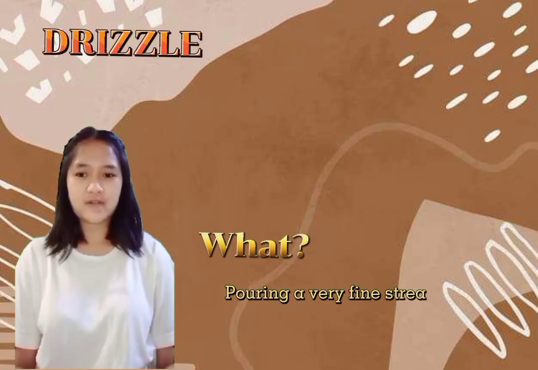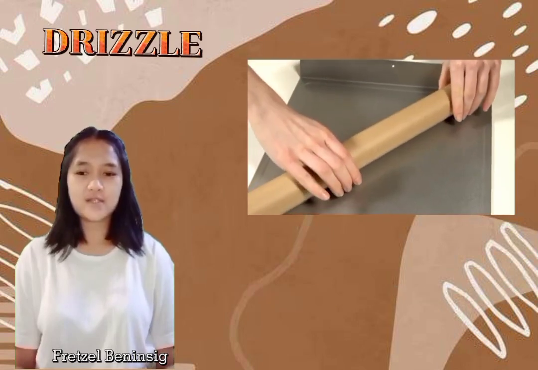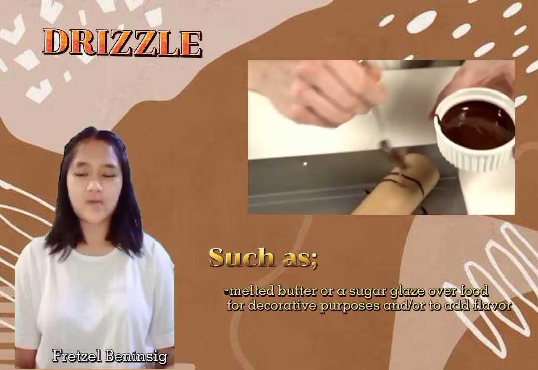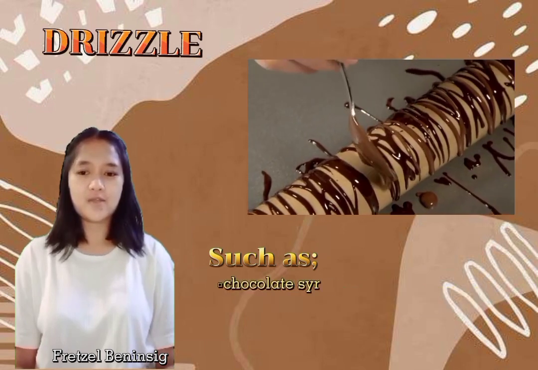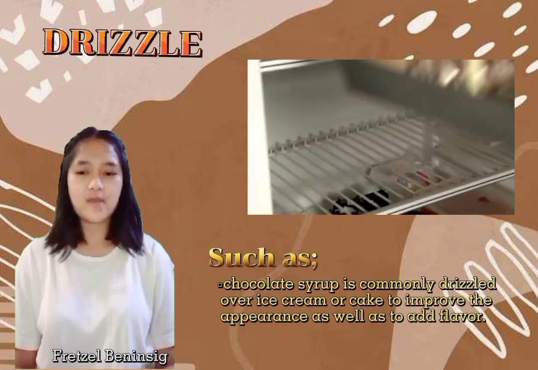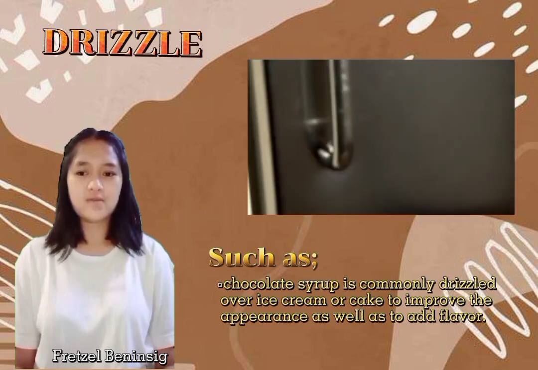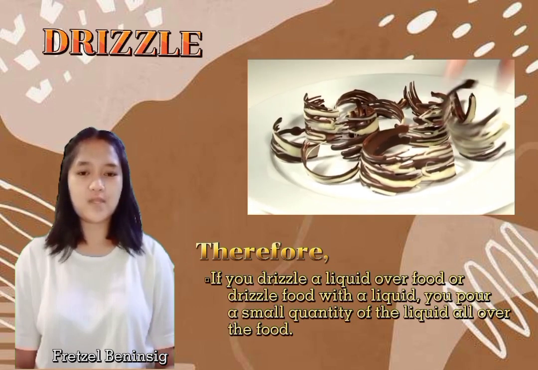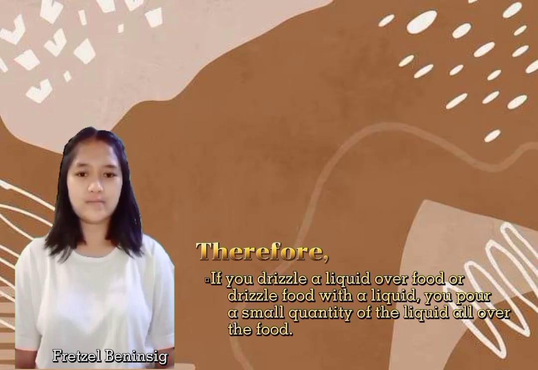Drizzle. It refers to the process of pouring a very fine stream of liquid, such as melted butter or a sugar glaze, over food for decorative purposes and/or to add flavor. As another example, chocolate syrup is commonly drizzled over ice cream or cake to improve the appearance as well as to add flavor. Therefore, if you drizzle a liquid over food or drizzle food with a liquid, you pour a small quantity of the liquid all over the food.